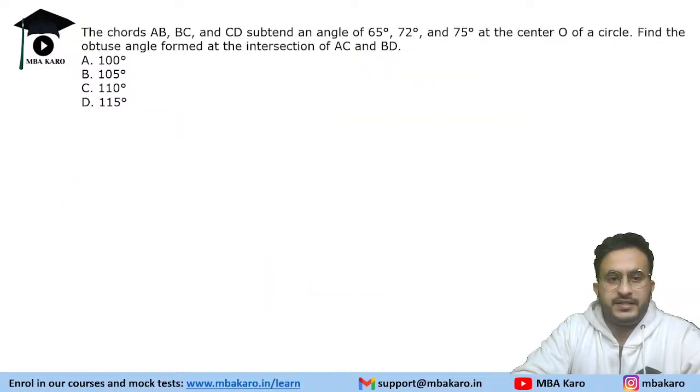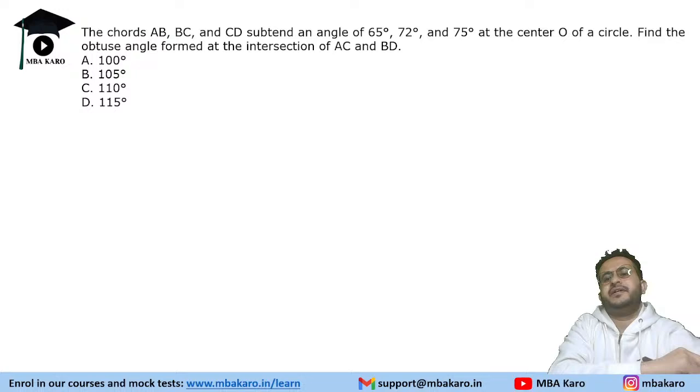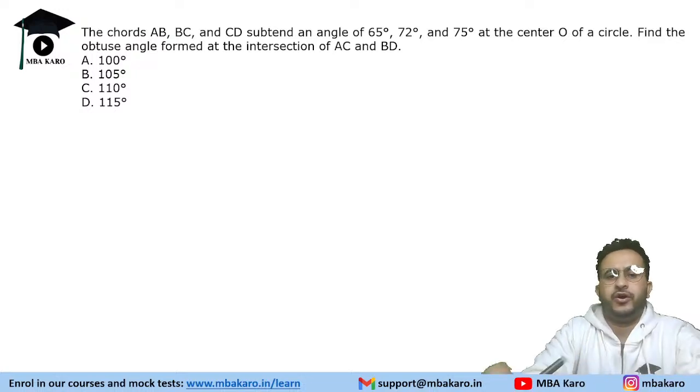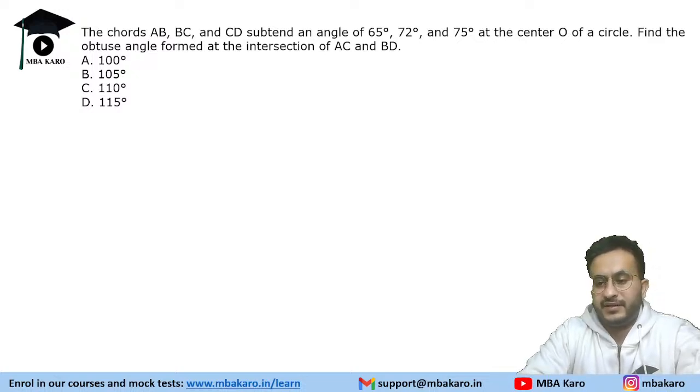Okay, let's see the next question. The chords AB, BC and CD subtend an angle of 65 degrees, 72 degrees and 75 degrees at the center of a circle. Find the obtuse angle formed at the intersection of AC and BD.